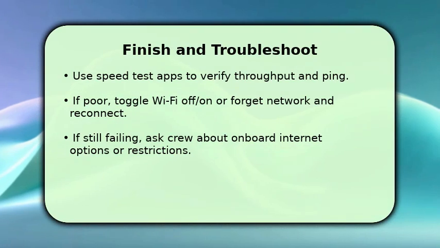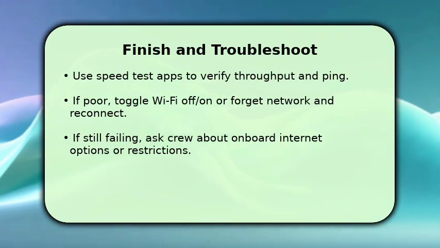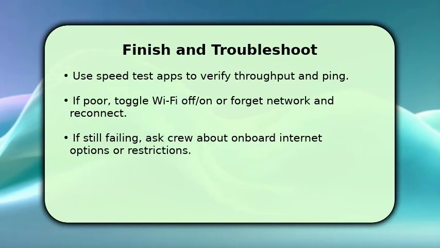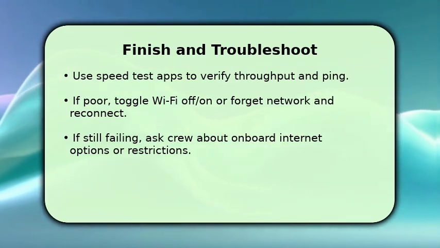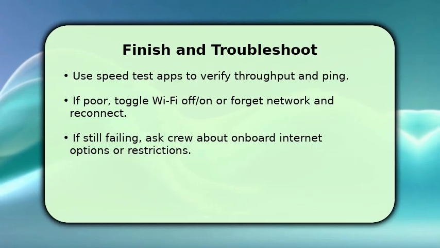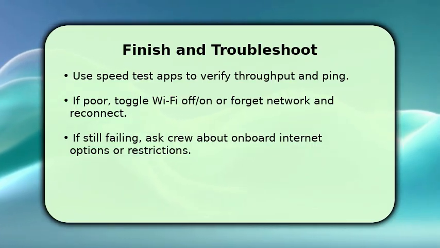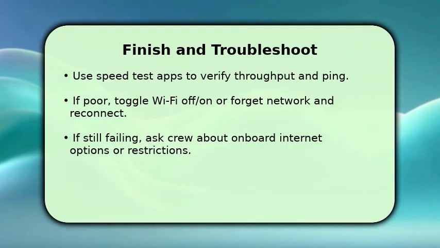You finish by verifying performance with a speed test or by streaming a short clip. This confirms you're using the 5 GHz Wi-Fi band for best results. If speeds are poor, toggle Wi-Fi off and on, or forget the network, then reconnect. These actions clear DHCP and captive portal glitches.